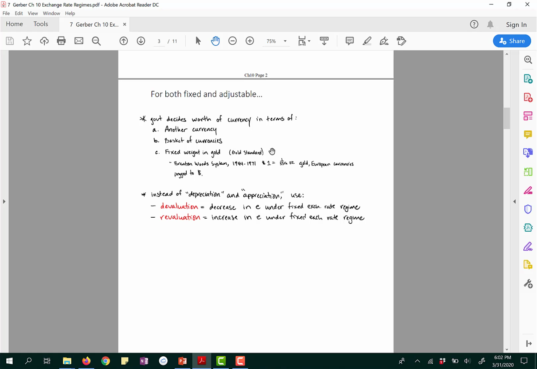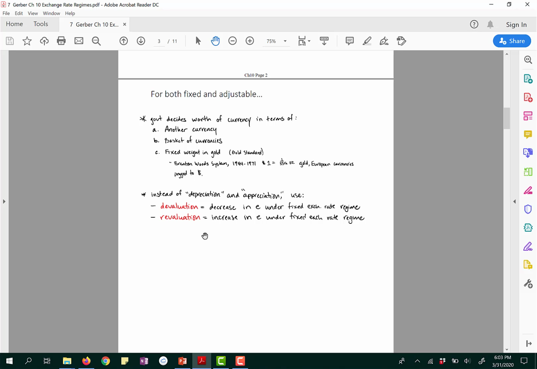Or during the era of the gold standard, currencies were pegged according to a quantity of gold, a fixed weight of gold. So the Bretton Woods system from 1944 to 1971 was the most recent time frame that the United States and most of the countries in the world were on the gold standard, but the United States left in 71 and most other countries did as well. But that was a system of pegged or fixed exchange rates.